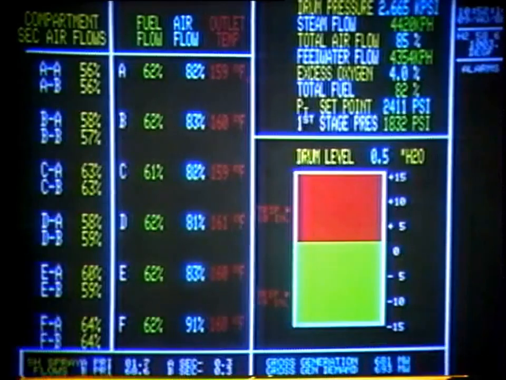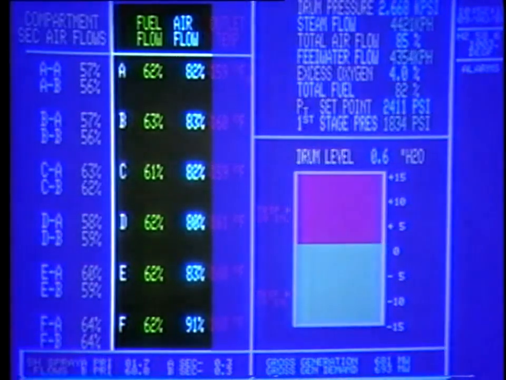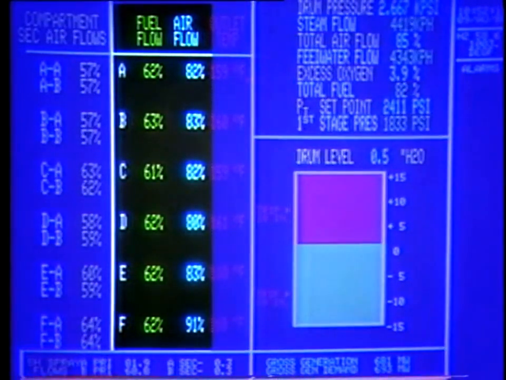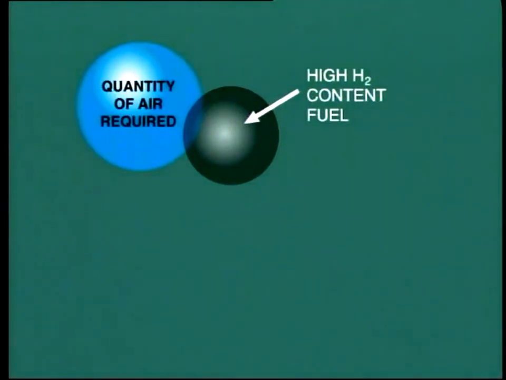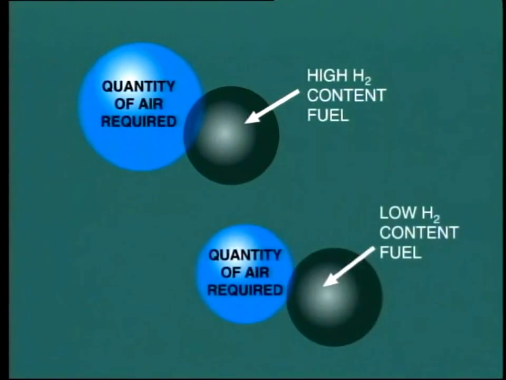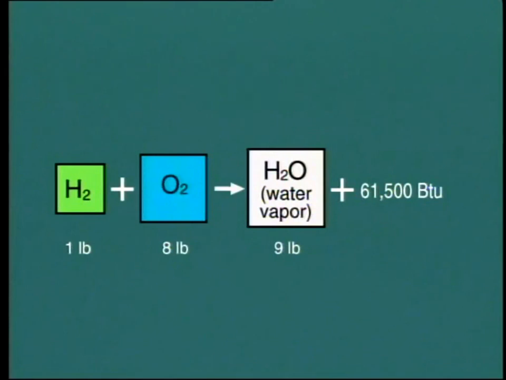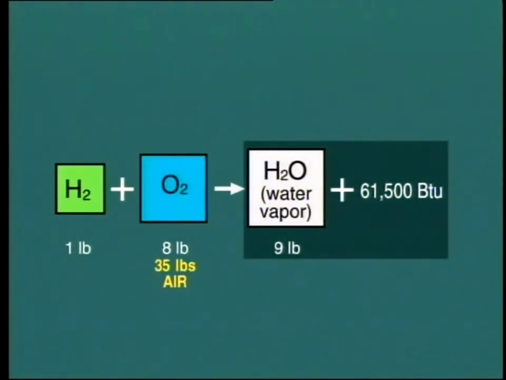One of the most important factors in efficient operation of a boiler is supplying the correct quantity of air for combustion. The optimum amount of air depends entirely upon the constituents of the fuel. For example, if a fuel contains a large amount of hydrogen, it will need a larger quantity of air than a fuel with low hydrogen content. Remember from our last segment that for each pound of hydrogen, we must provide 8 pounds of oxygen. That is 35 pounds of air, to effect complete combustion.